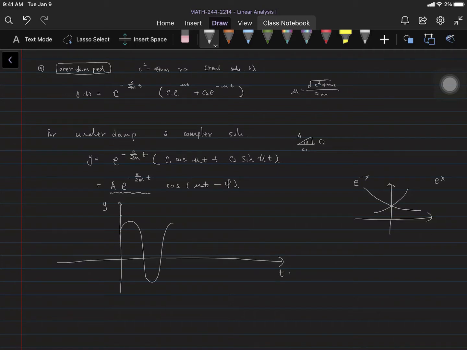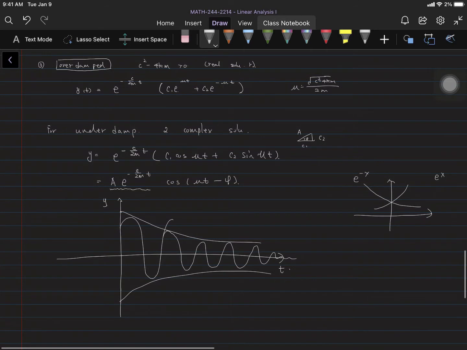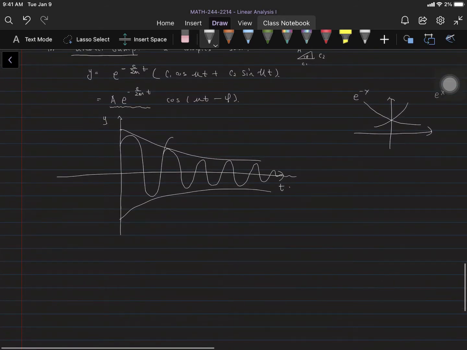So our graph will look like something like this way. If I draw a little bit better, it's going to, the oscillation looks like this. Okay, this means underdamp. So it's like the spring, when we pull this down and release, and it will move up and down, oscillate, and at the end it will stop.